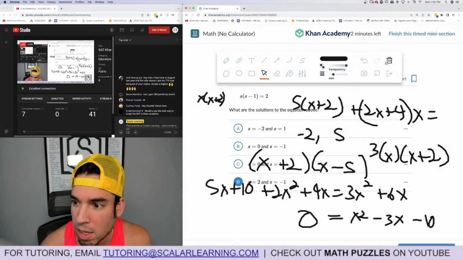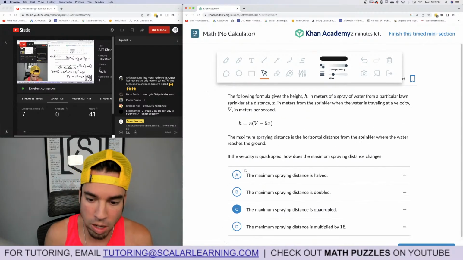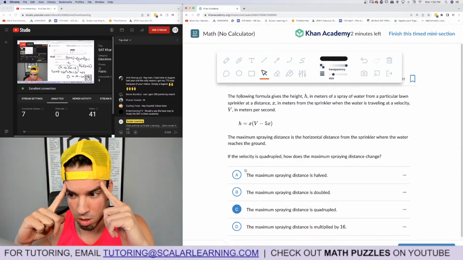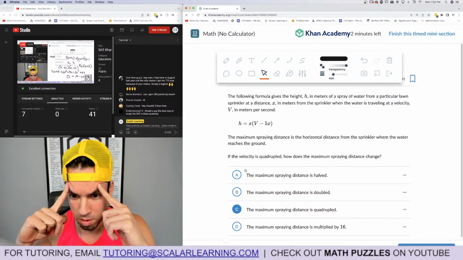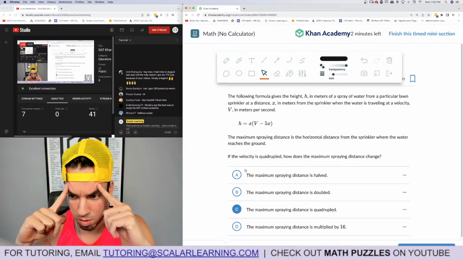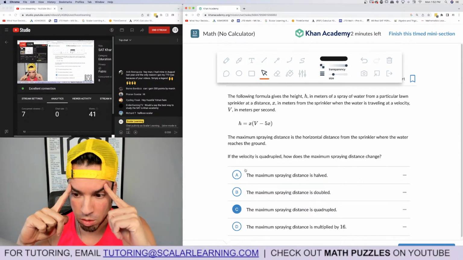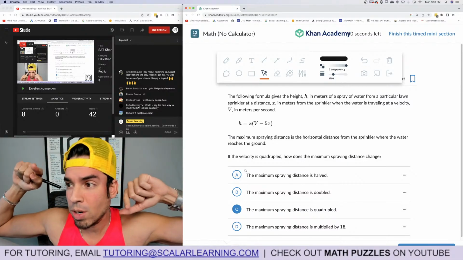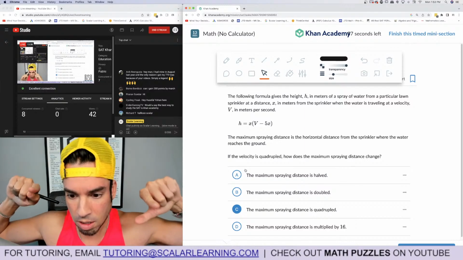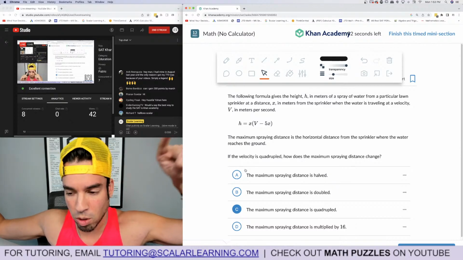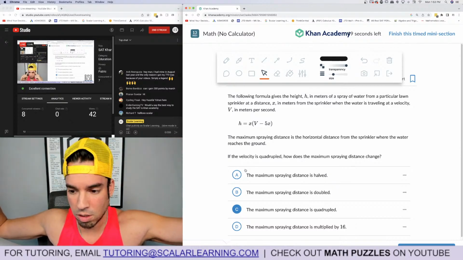Okay, let's quickly go back to that one that I had a question on. Was it this one? Okay, let's think about this for a second. Maximums. The following formula gives the height in meters of the spray from a sprinkler at distance x. Maximum spraying distance, the horizontal distance. Oh, that's the height. Oh, I misread this. Okay, wait. Oh my God, 58 seconds. The maximum spraying distance is the horizontal distance from the sprinkler where the water lands. So horizontal distance.